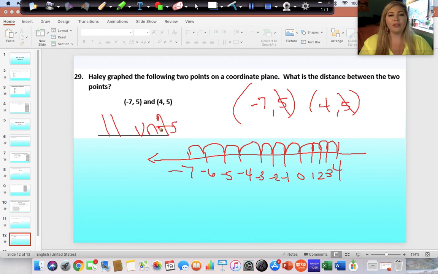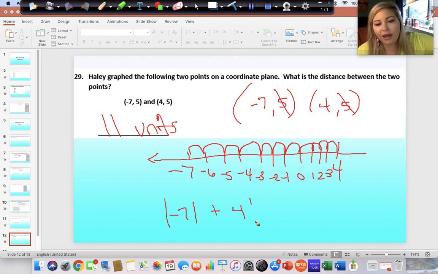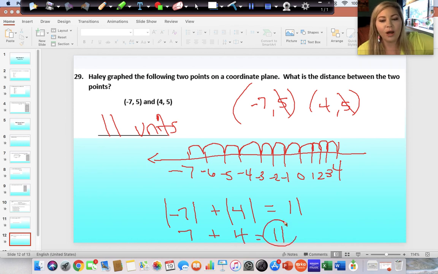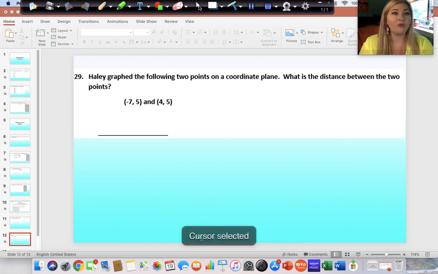You could also count the distance between 0 and 4, which is 4, and between 0 and -7. So finding the absolute value of -7 and adding that to the absolute value of 4 would also give you your answer of positive 11. The absolute value of -7 is 7, the absolute value of 4 is 4, and 7 plus 4 gives you 11. So you could have also done it that way as well. Whatever way gets you the right answer, right?